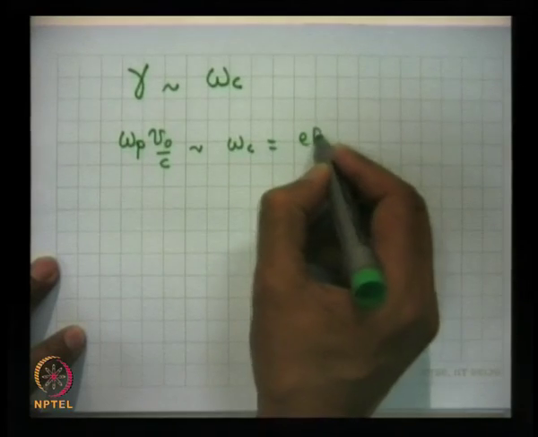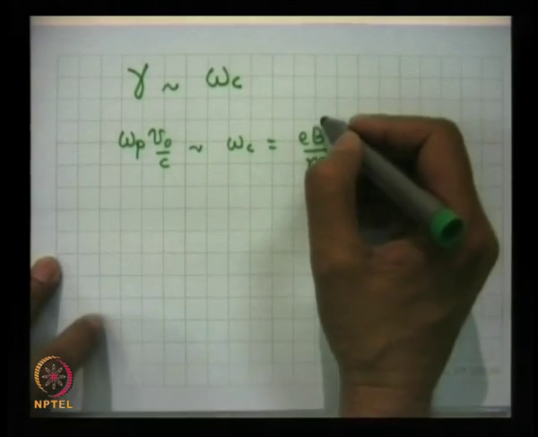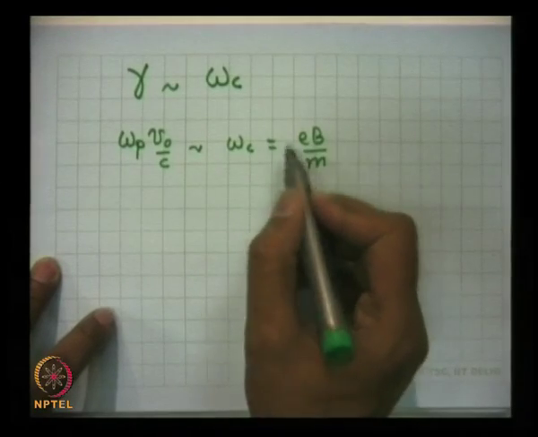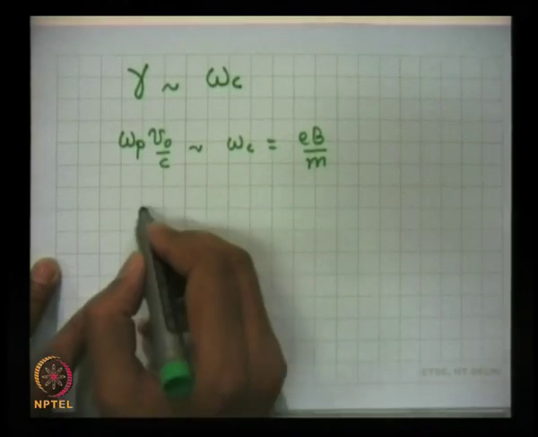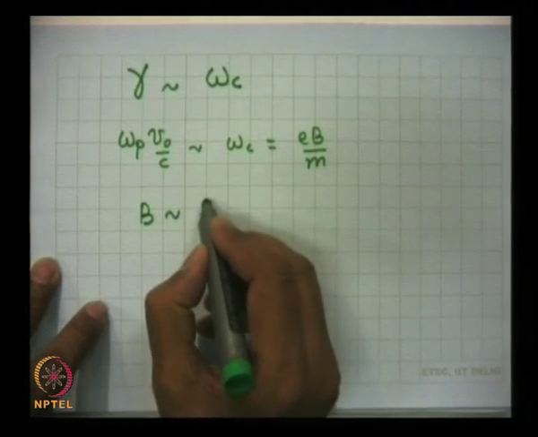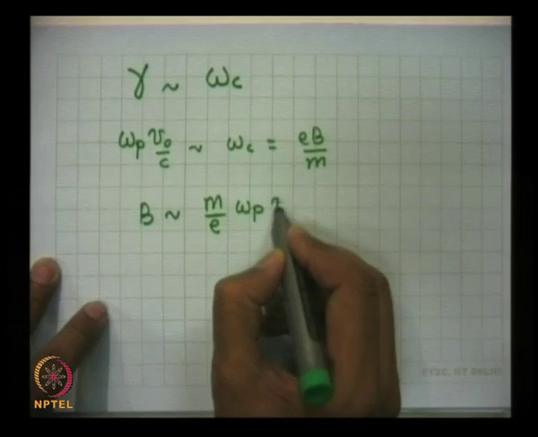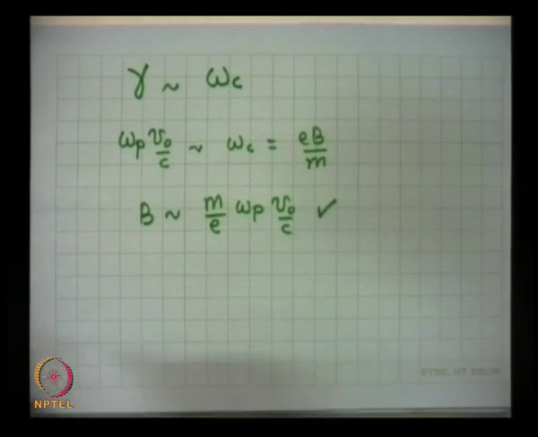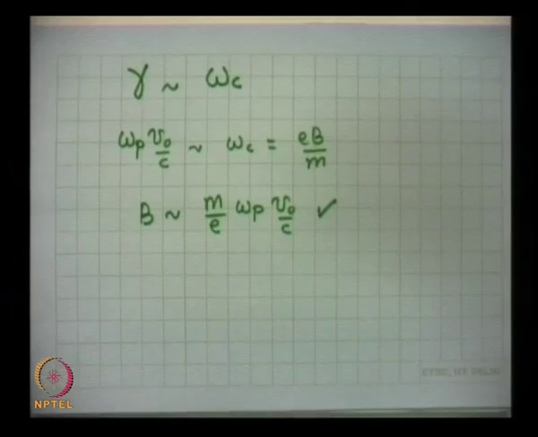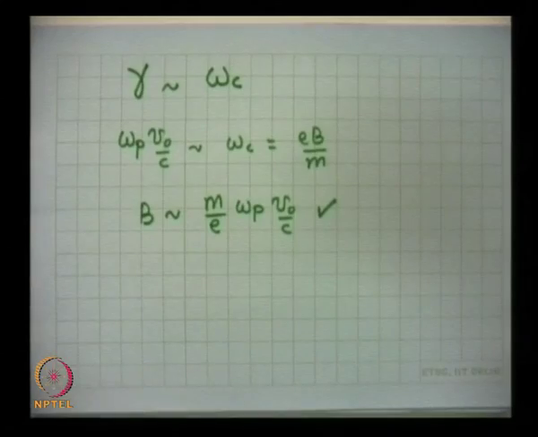eB upon m. The magnetic field that is produced will correspond to a cyclotron frequency of the order of this quantity. So B is of the order of m upon e omega p V0 by c, and this could be quite large, quite high. Whenever in plasmas you are encountered with the generation of beams, you are encountered with very strong magnetic fields.